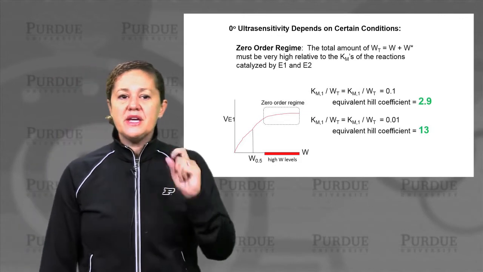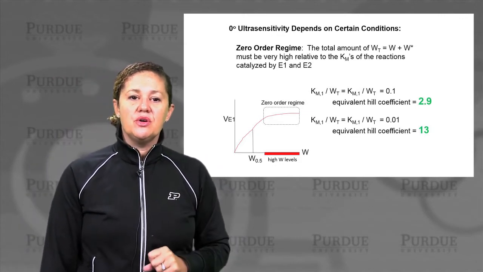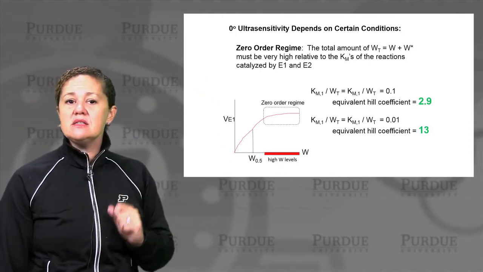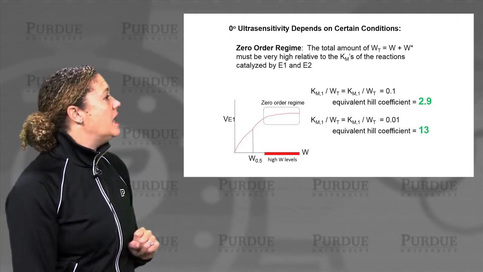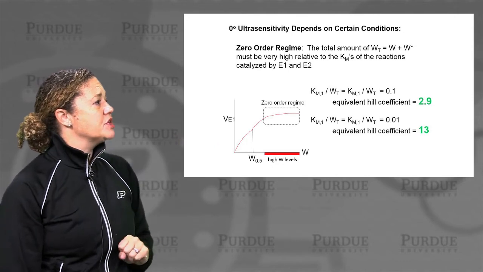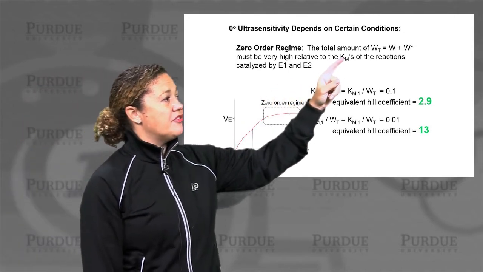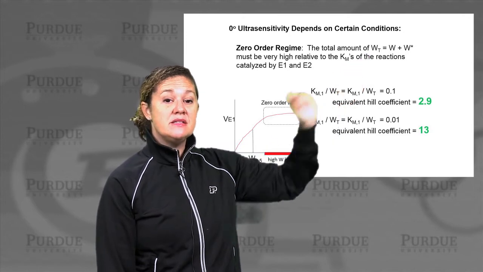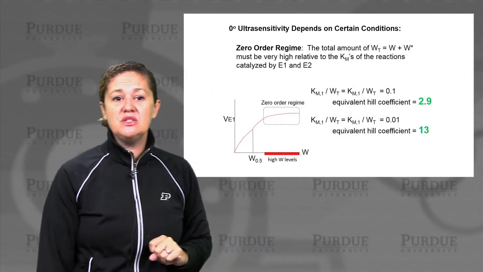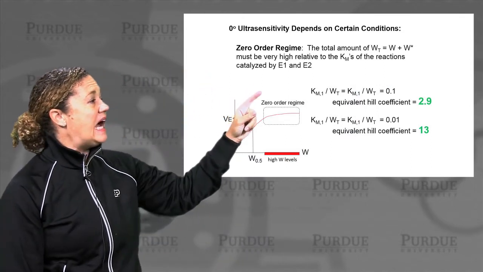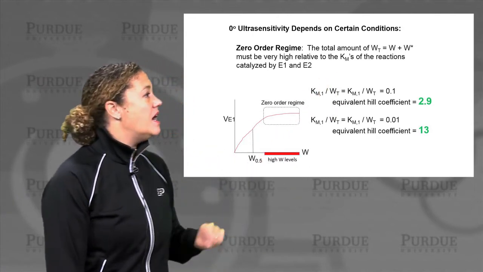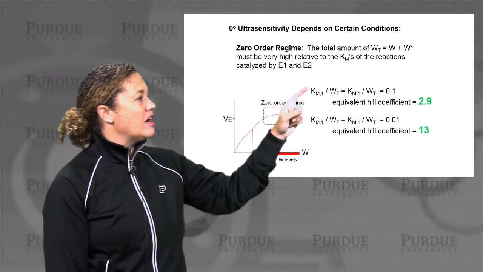So, one thing about this, why do we call it zero-order ultrasensitivity? Zero-order ultrasensitivity depends on certain conditions for our enzymes, and that is that they will often operate in the zero-order regime. That is, the total amount of our response signal protein, which we'll call WT, a sum of the amount of protein in the two states, must be very high relative to the KMs, the Michaelis-Menten constants, of the reactions catalyzed by REM.